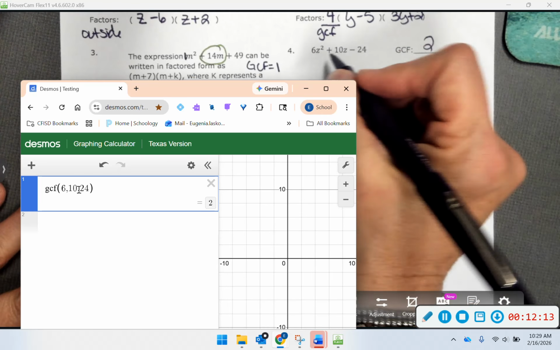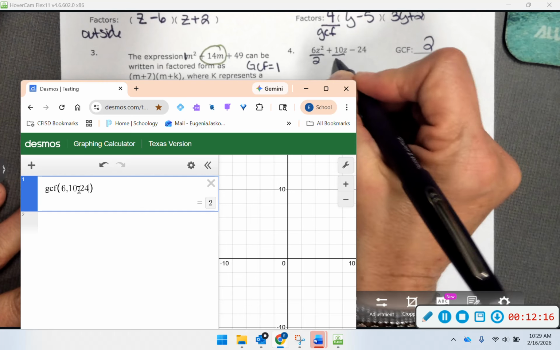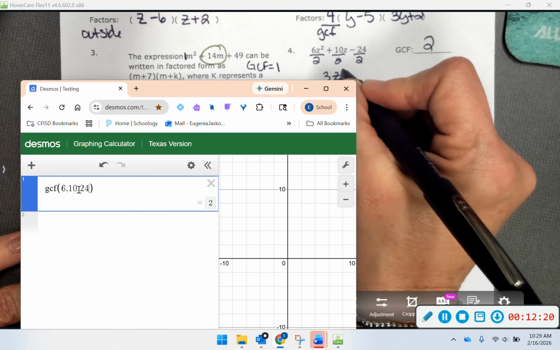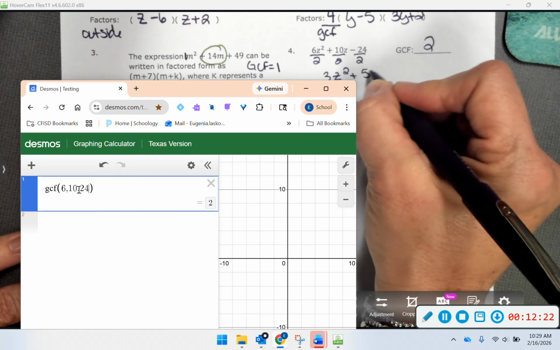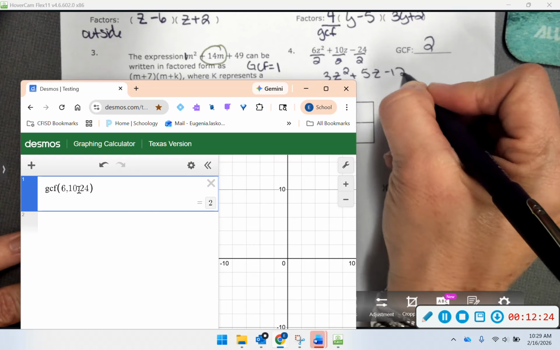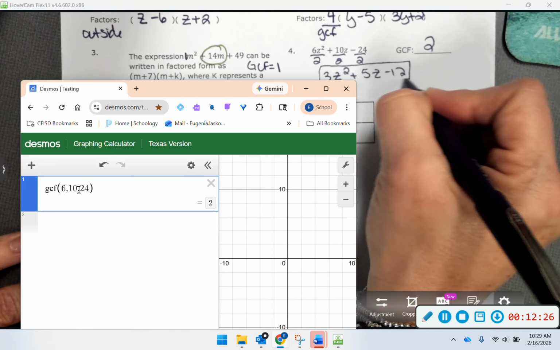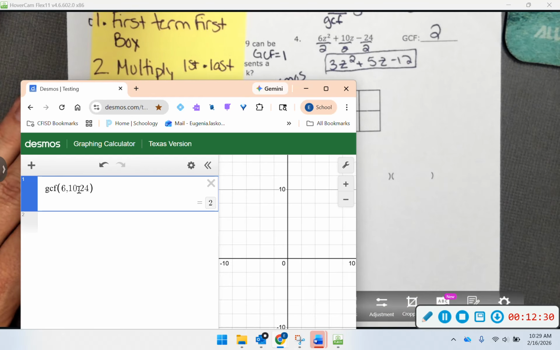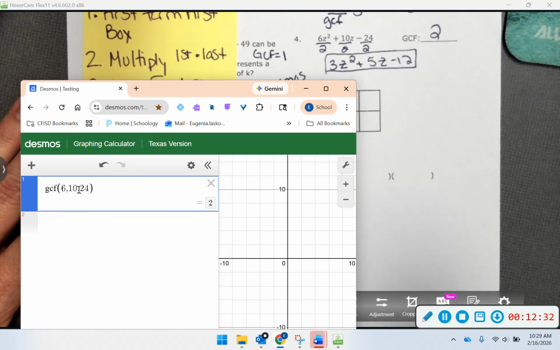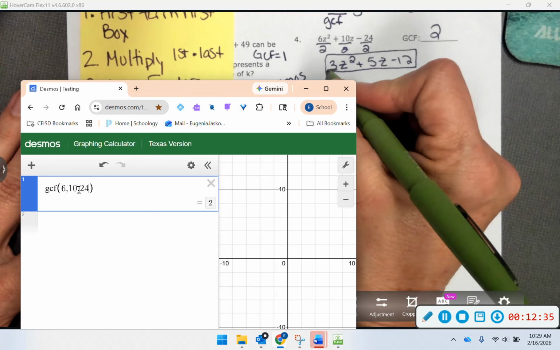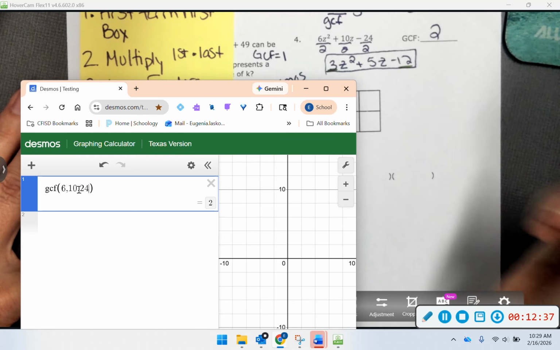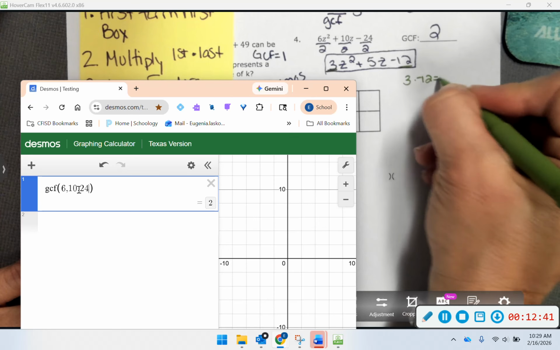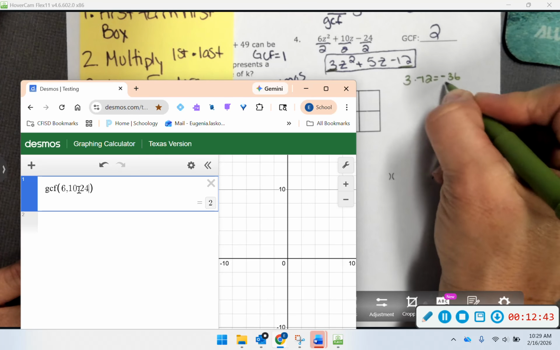All right, so I'm going to divide everything by 2. Divide by 2, divide by 2, divide by 2. So 3z squared plus 5z minus 12. This is the trinomial I'm going to focus on. All right, so after you do the GCF, it says to multiply the first number times the last number. So my first number is 3, my last number is negative 12. Be careful of the signs. So 3 times negative 12 is negative 36.